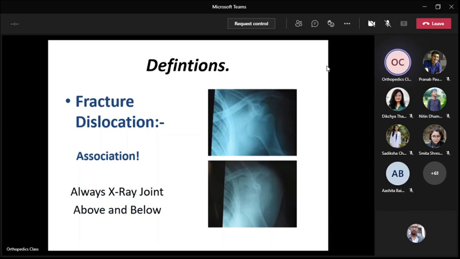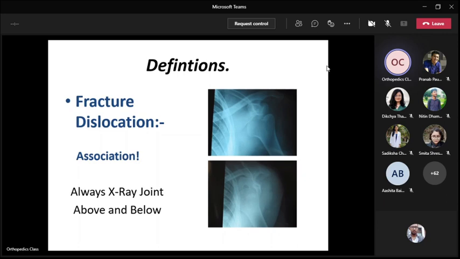What is fracture dislocation? Again, the example is of the shoulder joint. Sometimes there is dislocation also with fracture of some components of the humeral head or the glenoid. Like in the greater trochanter, sometimes lesser trochanter or greater tuberosity or lesser tuberosity. If there is a fracture with dislocation of the joint, that is called fracture dislocation.